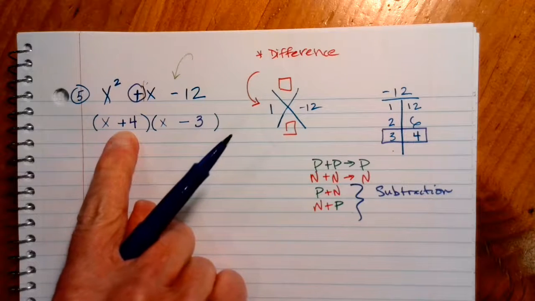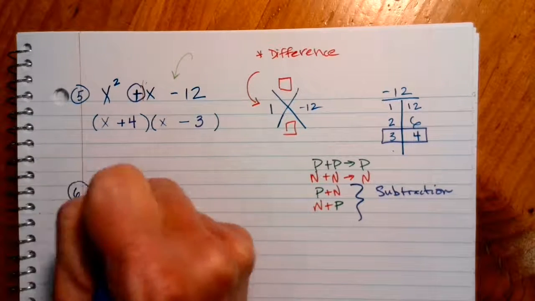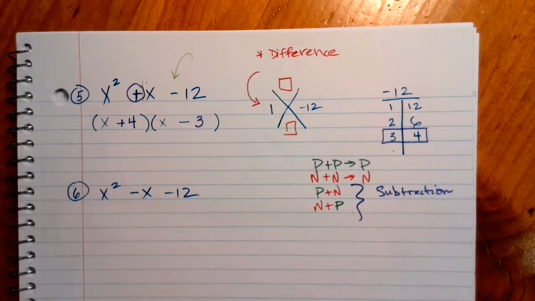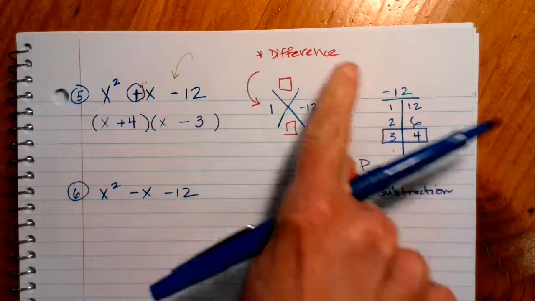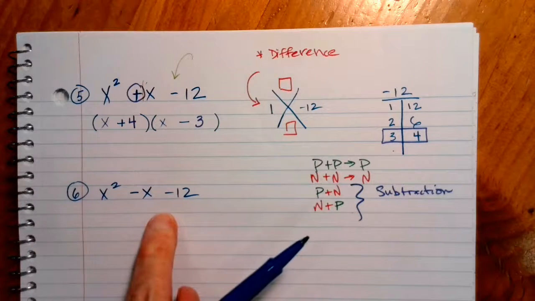So doing these negatives can be a little bit tricky. In fact, look at this one that I'm going to give you now. X squared minus x minus 12. The only thing that's different between this problem and this problem is what?